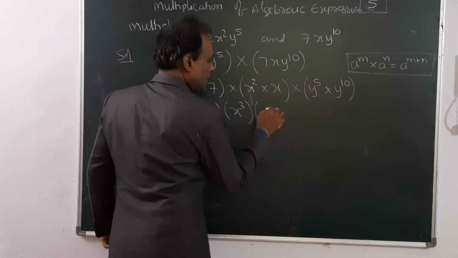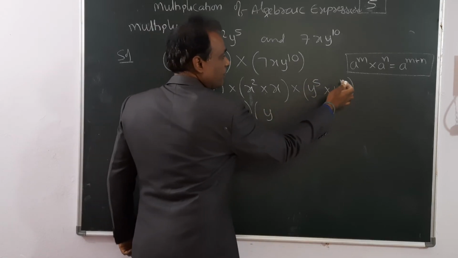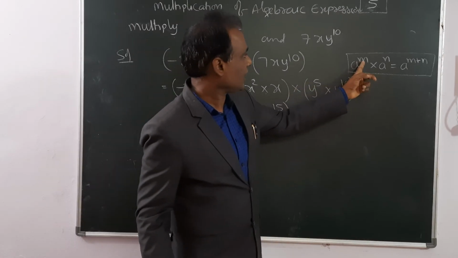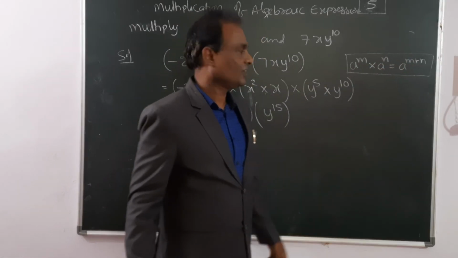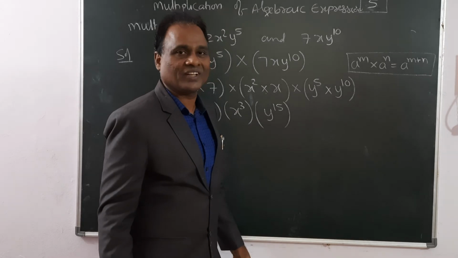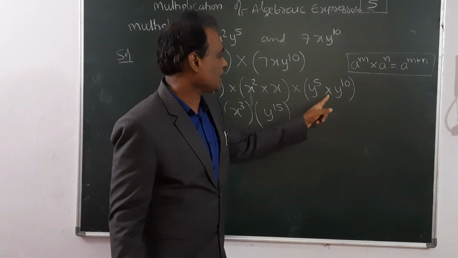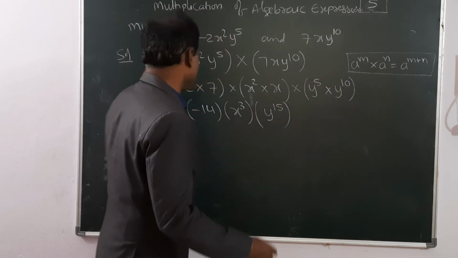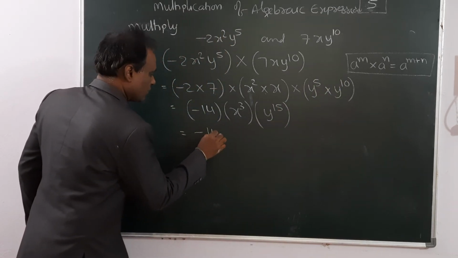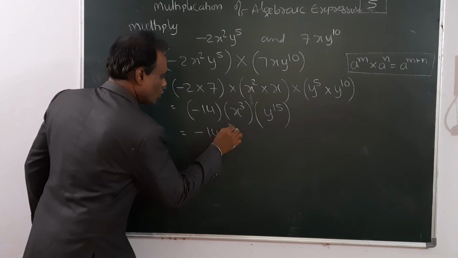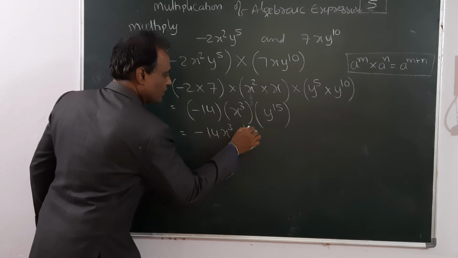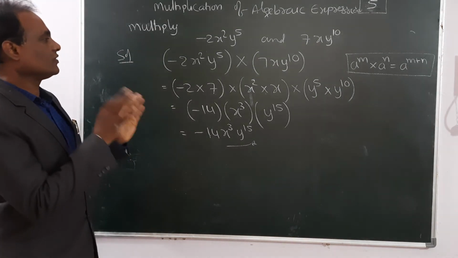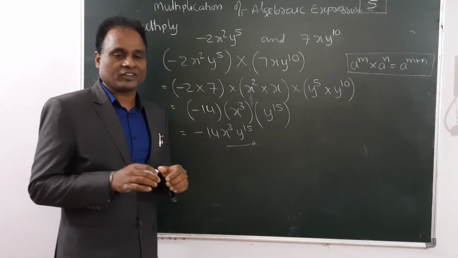Bases are same. In multiplication, powers are added. 5 plus 10 is 15. Add the powers, m plus n. Don't multiply 5 into 10, 50. Don't write like this. If it is multiplication and y bases are same, powers are added. 5 plus 10, 15. Minus 14 x cube y power 15. This is the way of multiplying two algebraic expressions. Write down.